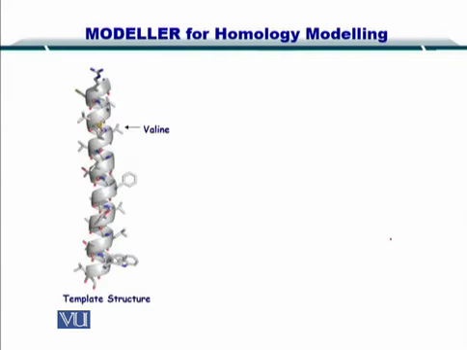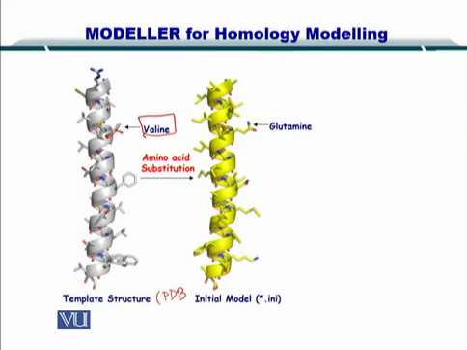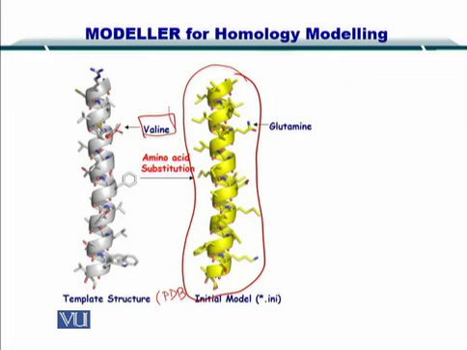So what Modeler does for you is, for instance, if you have this template structure from the PDB, and if you have, let's say, an amino acid side chain here, valine, then it tries to substitute these amino acids by other amino acids such that the overall energy of the protein structure becomes minimized. As you can see in the yellow part, valine has been substituted by glutamine. You can see the side chain is different for valine and glutamine. So this is your initial model, or INI file.